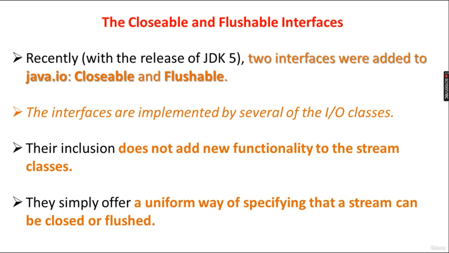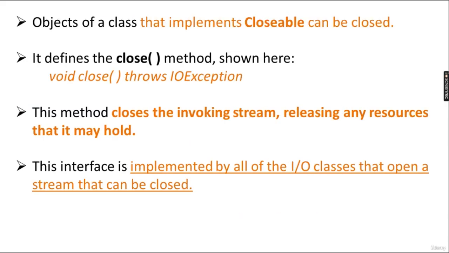There are no methods to be implemented by input-output classes for these interfaces, Closeable and Flushable. They only provide a way of specifying whatever stream you are using, whether you are closing a stream or flushing, that is cleaning, a stream. Objects of a class that implements Closeable can be closed.